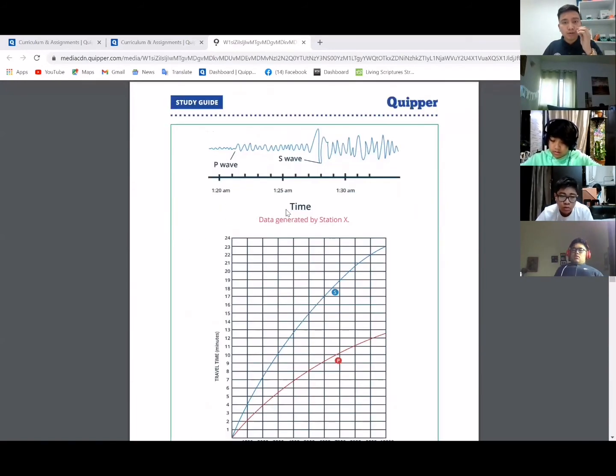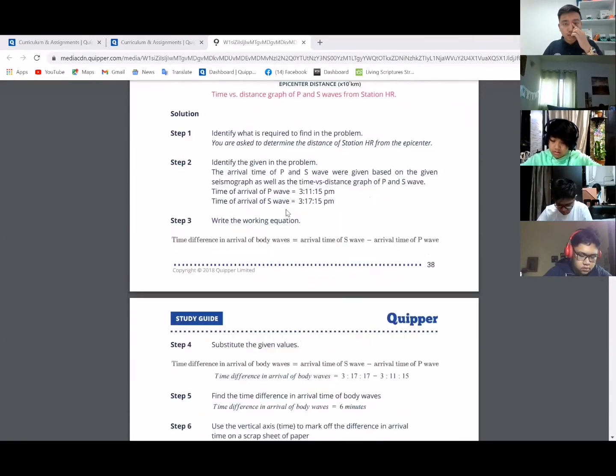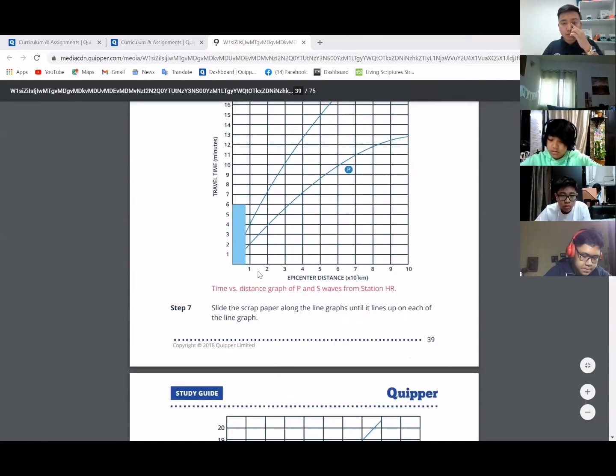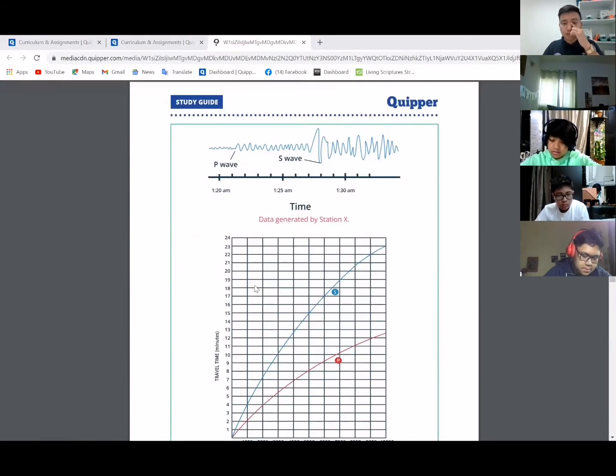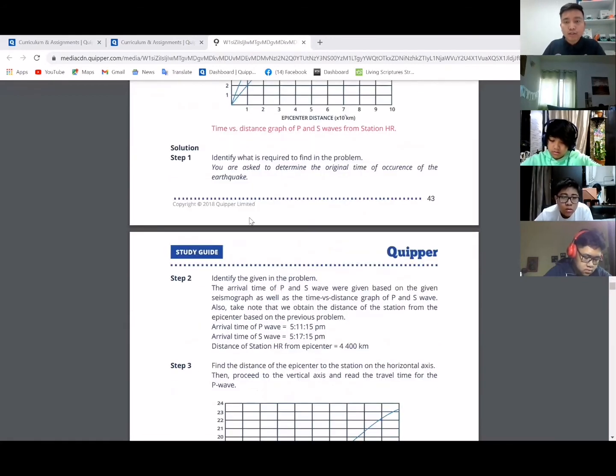So in example number 1, what is the problem here? Determine the distance of the station HR from the epicenter. In example number 2, we are asked to determine the original time of occurrence of the earthquake. Okay?